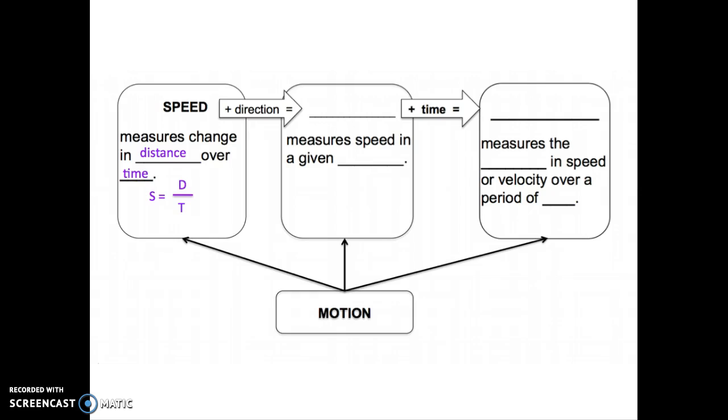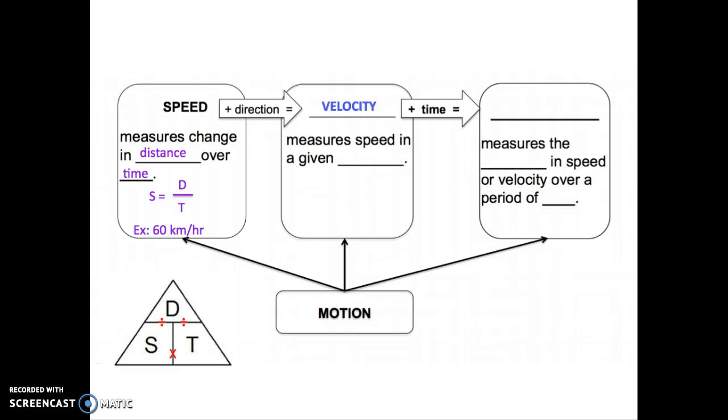And we can use our favorite formula triangle, the STD triangle, to solve these problems. Don't forget with your triangles, top and bottom divide, side by side multiply. An example of speed would be something like a car driving 60 kilometers per hour. Now notice kilometers is distance and hours is time. We have distance divided by time.